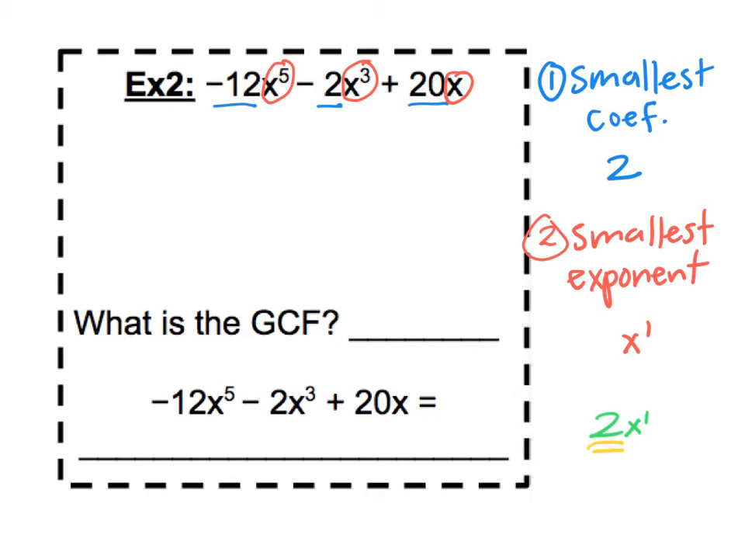So if it can, 2 is going to be my GCF. If not, we might have to get rid of the 2. So can I do 12 divided by 2? I can. Can I do 2 divided by 2? I can. And can I do 20 divided by 2? I can. So we are going to use 2. So that means my GCF is going to be 2x. We're going to divide each of these by 2x.